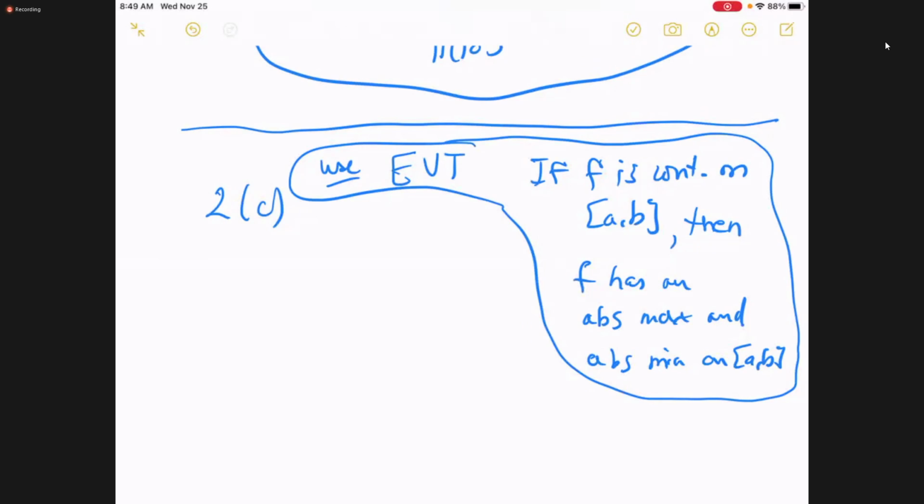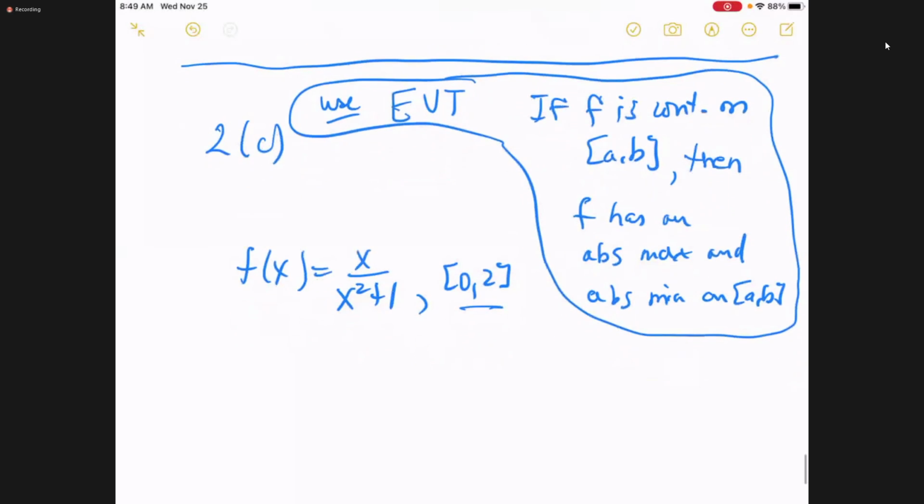Okay, f of x is x over x squared plus 1. And the interval was 0 to 2. Okay, so this function is continuous over the interval from 0 to 2. Note that the domain of f actually is all the real numbers, because x squared plus 1 cannot be smaller than 1. So it's definitely continuous on the closed interval from 0 to 2.